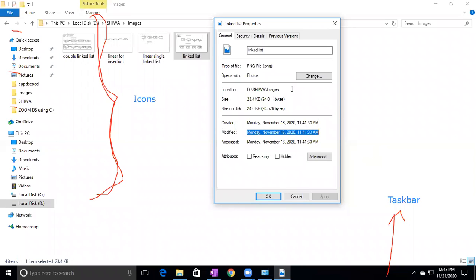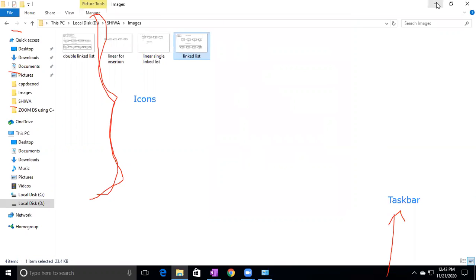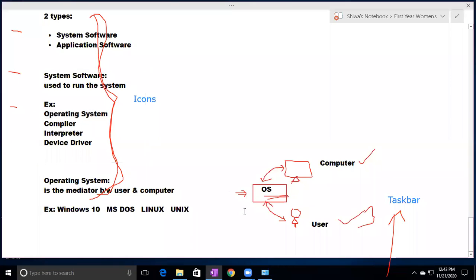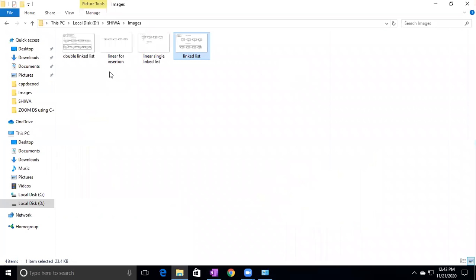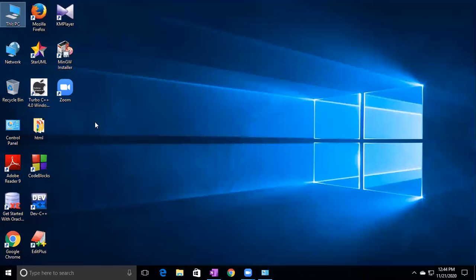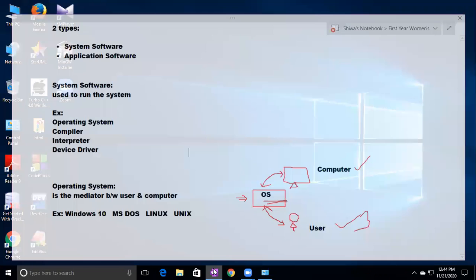All this information is maintained by whom? All this information is maintained by the operating system. If the operating system is not there, we cannot create our own files or our own folders like the images folder, Zoom folder, C# folder. I cannot maintain my own files or folders. It will not display the first screen, icons, or taskbar. You cannot do anything with the computer. That's why the operating system is compulsory to run the computer.